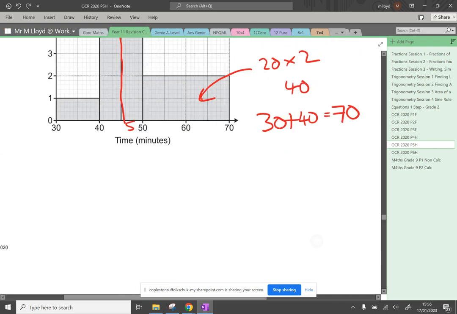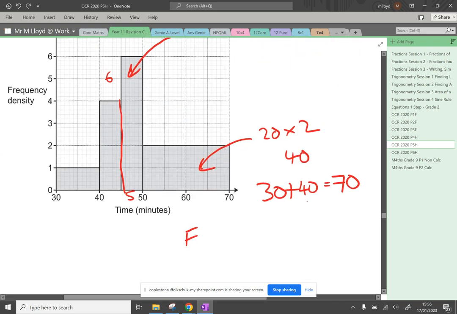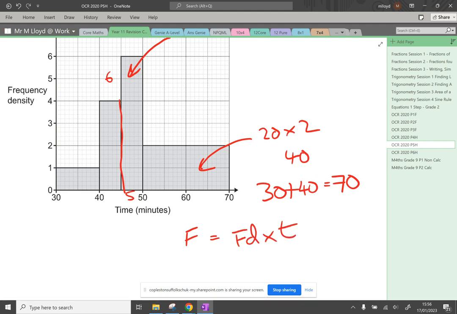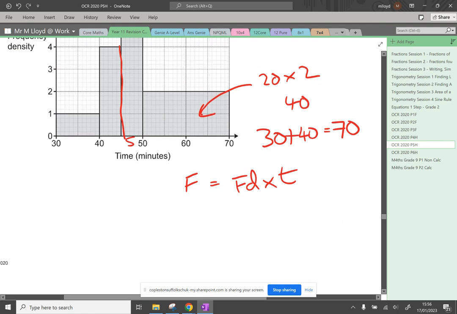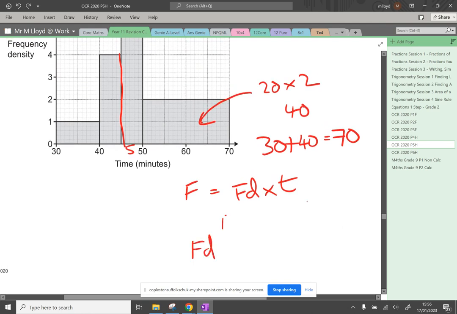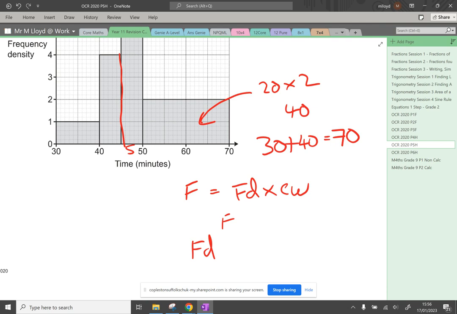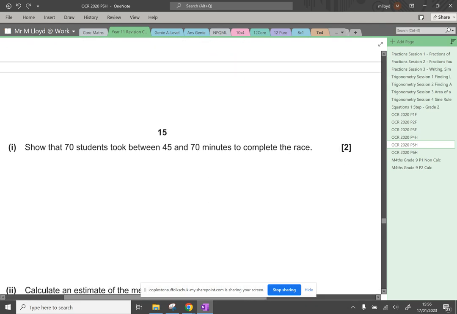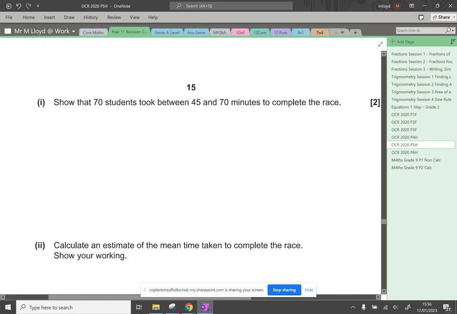Okay, just want to make a quick note there because the frequency equals frequency density times by class width. So effectively the area is the frequency. And if you want to make that into a formula triangle at any time, I don't mean time, I mean class width, sorry. That's the context of the question. So your class width there, and that makes a formula triangle. Can you tell I'm tired? Pretty tired today. Okay, let's keep finishing this off.